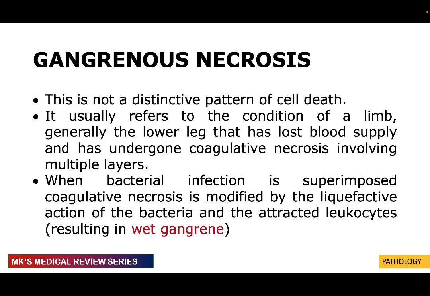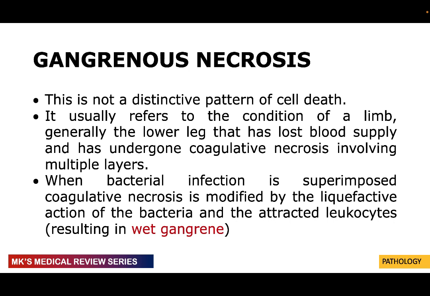Another type of necrosis is known as gangrenous necrosis. This one is not really a distinct pattern of death, but it often happens in a limb whose blood supply has been cut off. It's usually common in the lower limbs. It's a type of coagulative necrosis that usually involves many different layers of the skin. When you have a superadded bacterial infection, this coagulative necrosis is going to be modified to a type of liquefactive necrosis because of the bacterial infection. When this happens, you refer to that as wet gangrene.